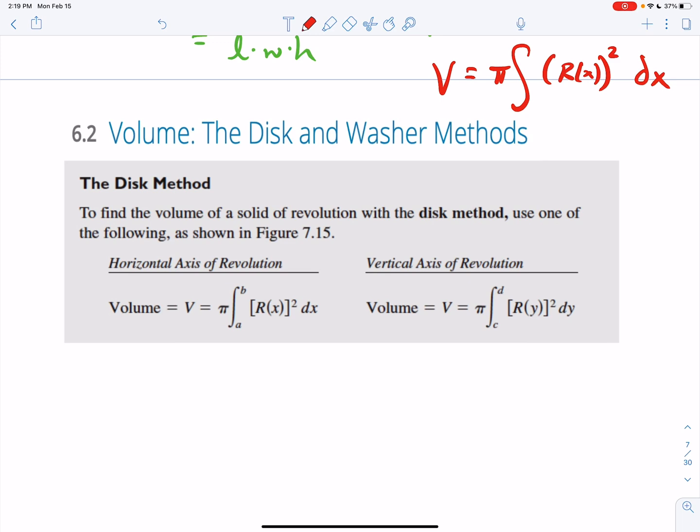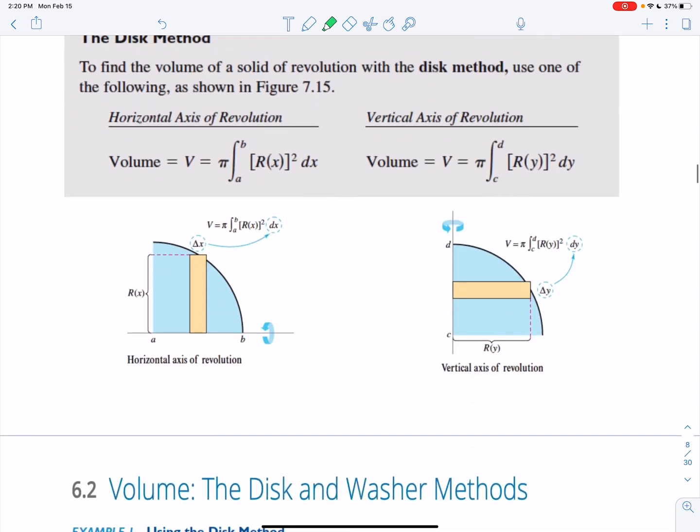So go ahead and write this down. It depends on where your axis of revolution is. If it's a horizontal axis of revolution, you'll have that with respect to x. Vertical axis of revolution is with respect to y. But I'll show you a picture so you get a better idea of how to actually use it, okay?